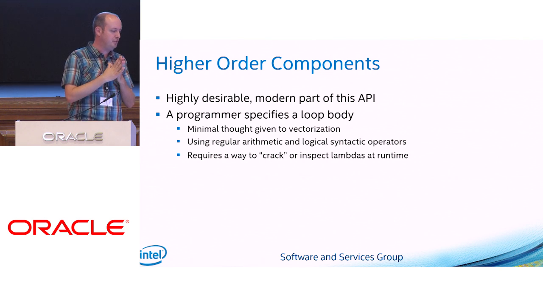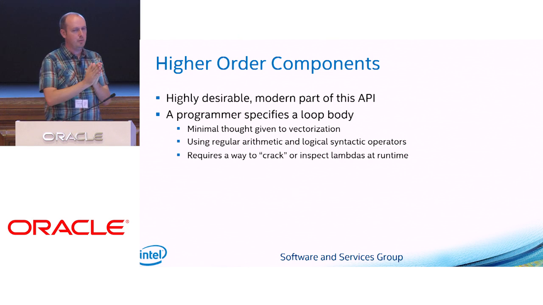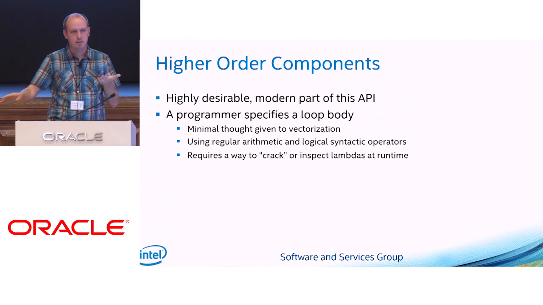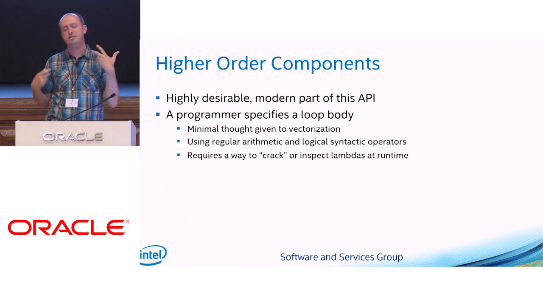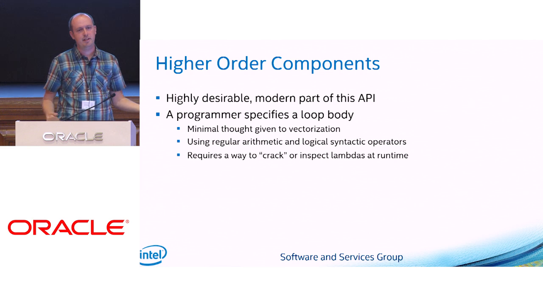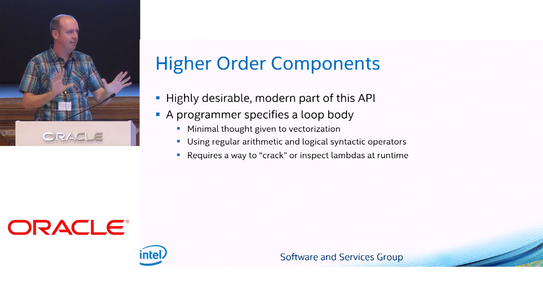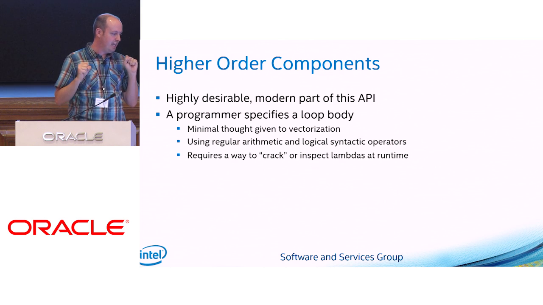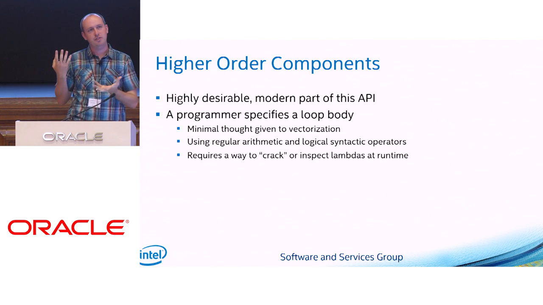The programmer specifies a loop body, and the loop body is specified lane-wise. So if you have an element type of float, the user just wants to say, look, I have this lambda, it works on floats. Here's some arithmetic. Do whatever it is you gotta do to make this vectorized. It turns out that's not the easiest thing to do.